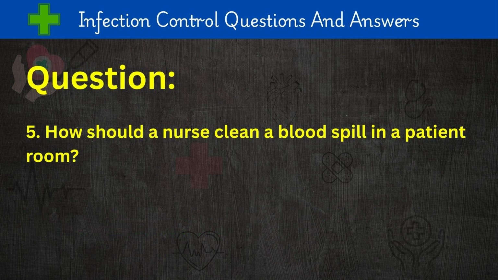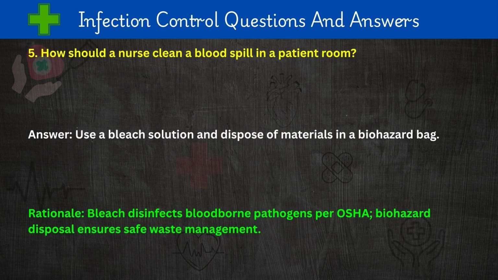5. How should a nurse clean a blood spill in a patient room? Answer. Use a bleach solution and dispose of materials in a biohazard bag. Rationale. Bleach disinfects bloodborne pathogens per OSHA. Biohazard disposal ensures safe waste management.